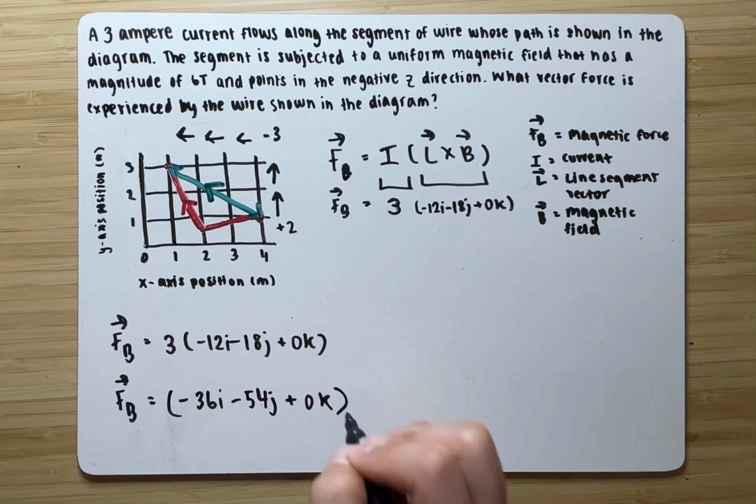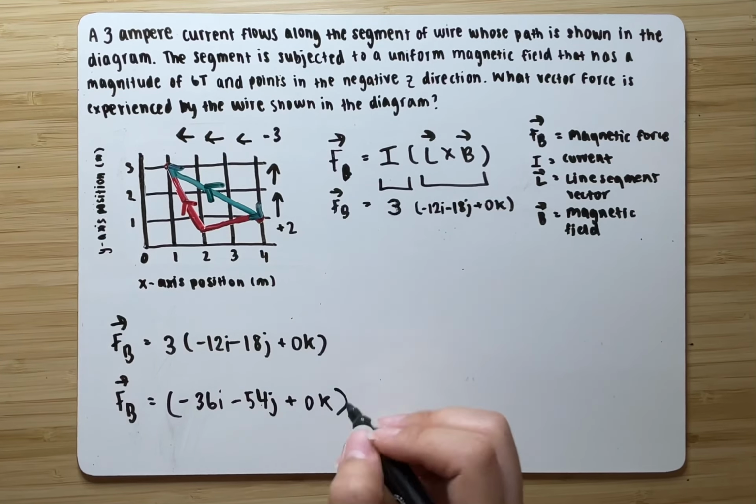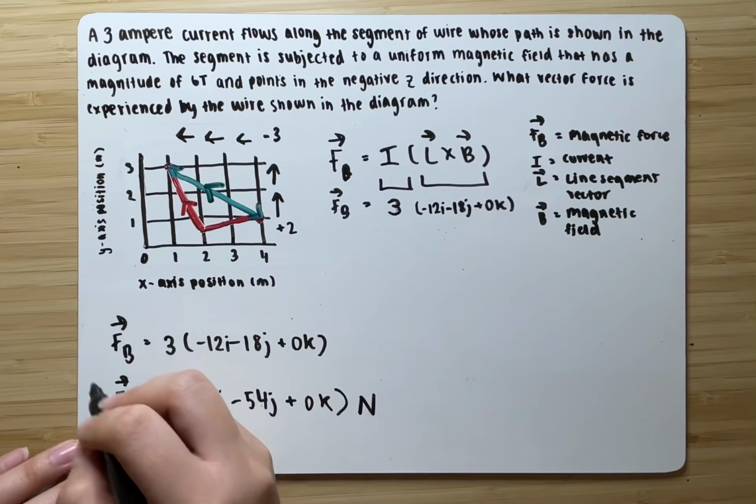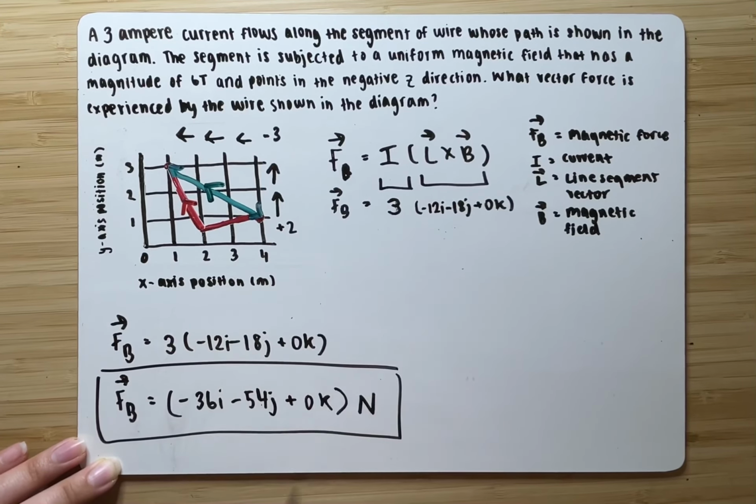So this is going to be the magnetic force vector. The unit is going to be in newtons, and here would be your answer.